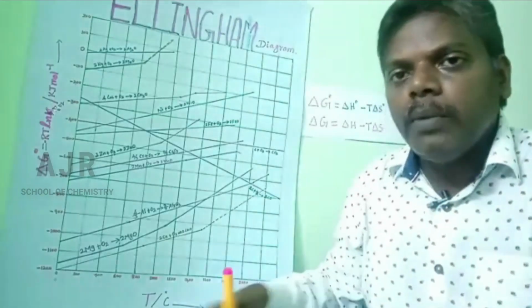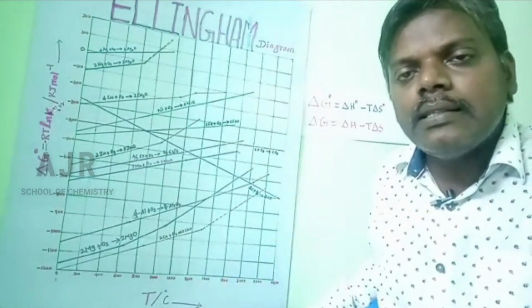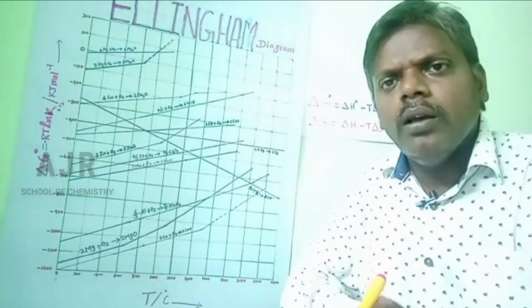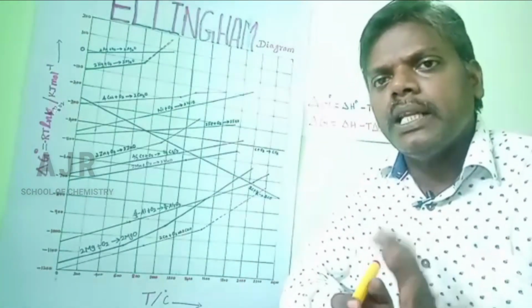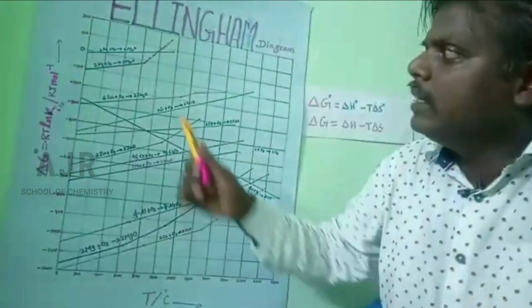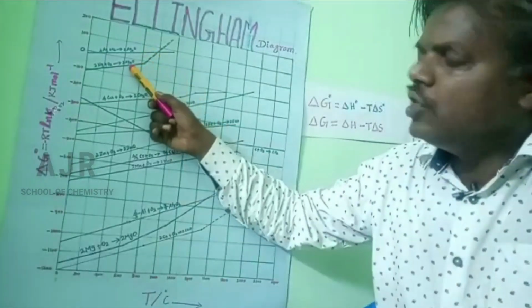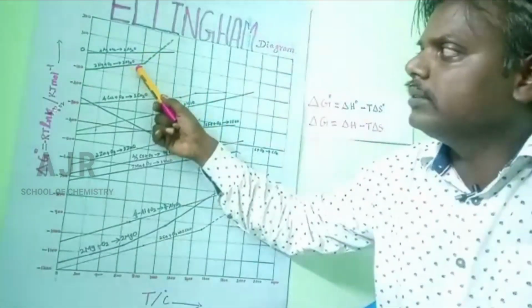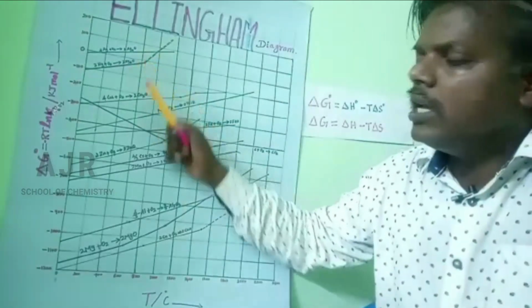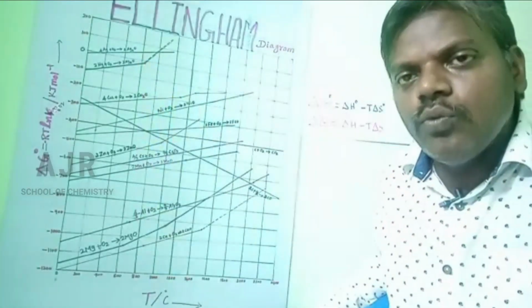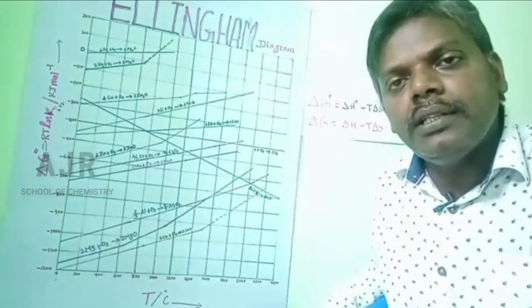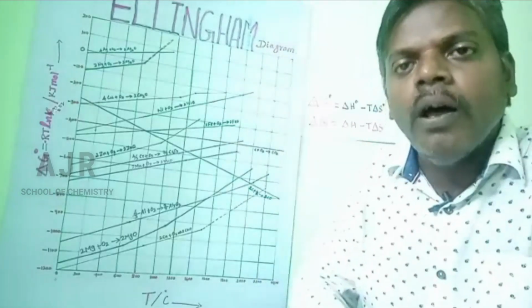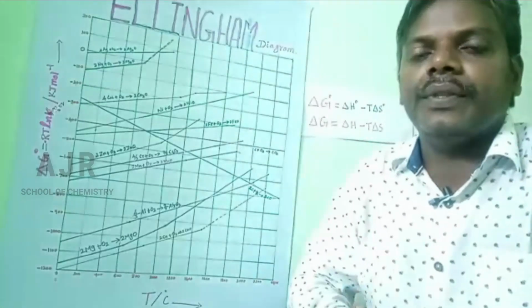And observation number 4, there is a sudden change for some metal oxides like Ag2O and HgO formation. This is because of phase transition.